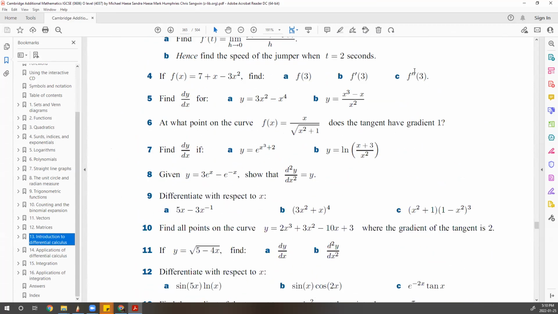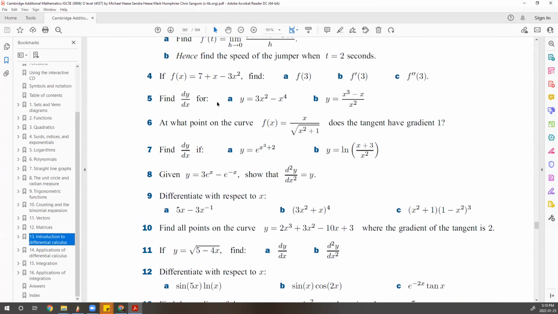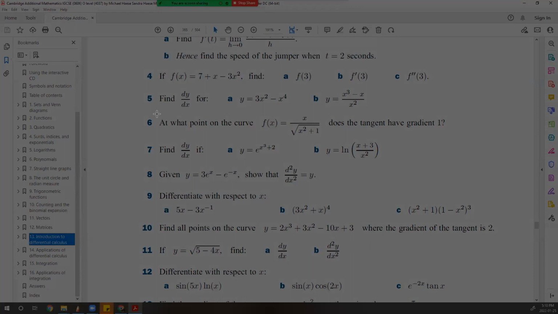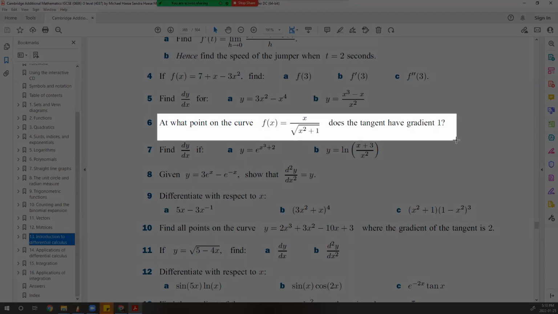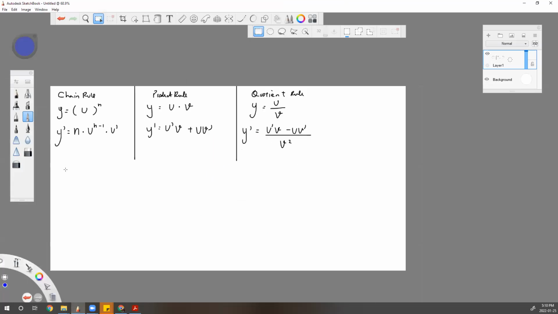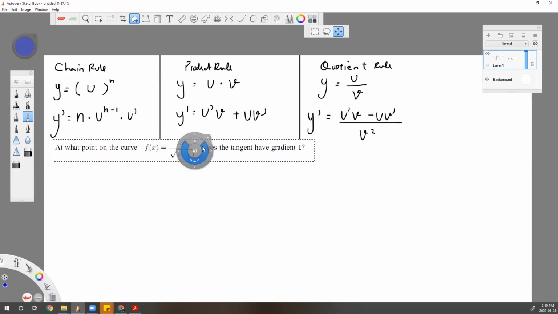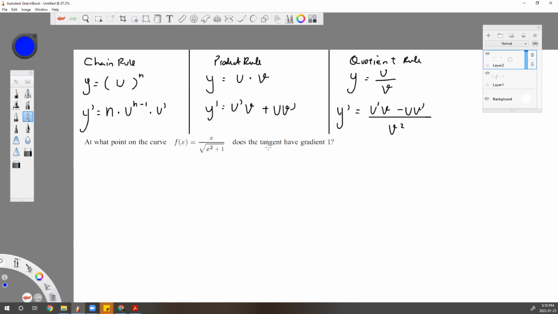Now let's go to this part. Number 6. Let's do it. I just pick any random questions. Okay. At what point on the curve f(x) does the tangent have a gradient 1? So what you need to do is try to find the tangent first. So the tangent is the dy/dx, right?